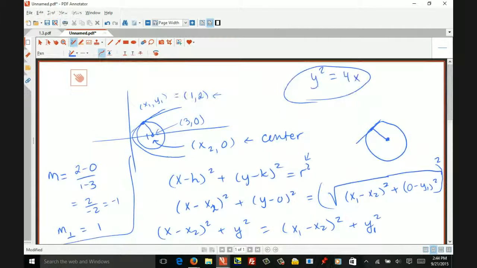Well, except there's a shift in it because it has to go through (1, 2). So it's y minus 2 is equal to 1 times (x minus 1), or y is equal to x minus 1 plus 2. There's our equation for our line.